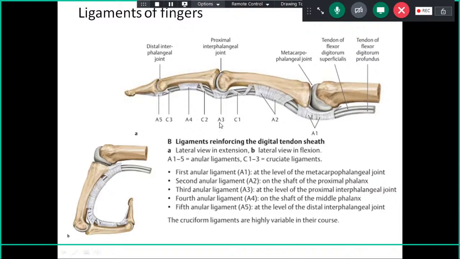I don't know if you should be going into so much detail. We have annular ligaments A1 to A5 at the level of the different joints: at the metacarpophalangeal joints it is on the proximal phalanx, on the proximal interphalangeal joint it is on the middle phalanx, and also at the level of the distal interphalangeal joint.